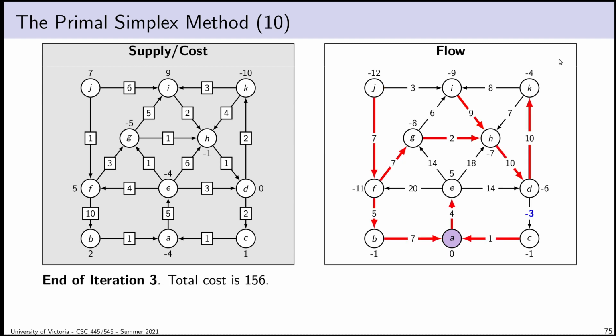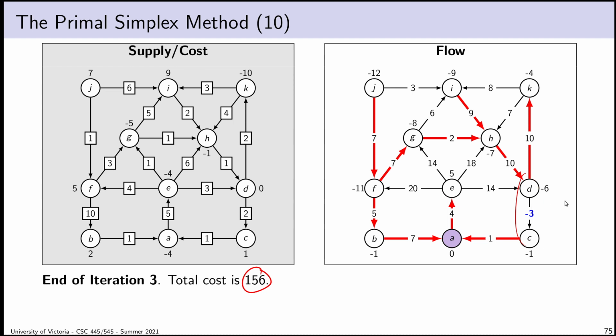So I finished the pivot. Let's just make sure my math worked out. That looks good. I finished the pivot, and for whatever reason, I'm still not done. I created some dual infeasibility down here, but my total cost did go down. So I've got another pivot left to do. My entering arc is going to be DC.